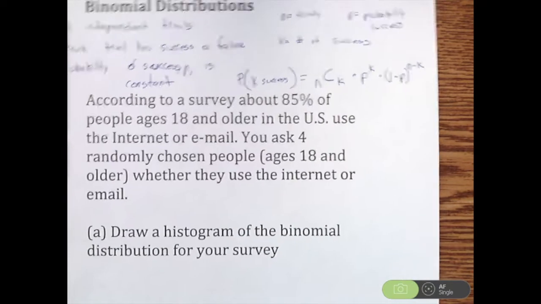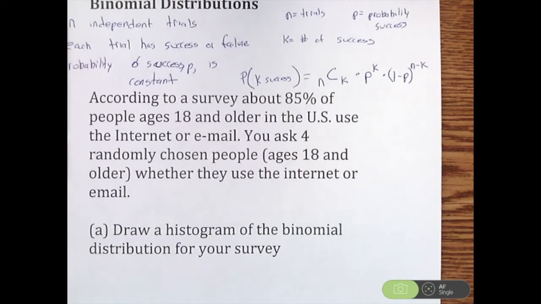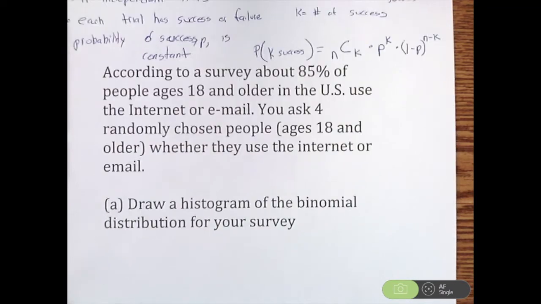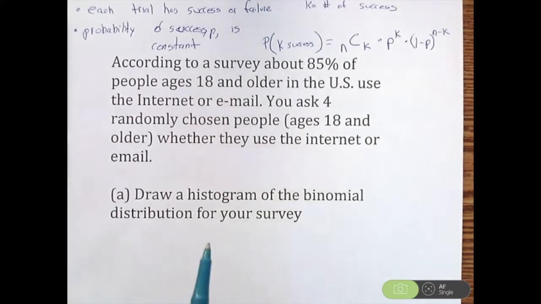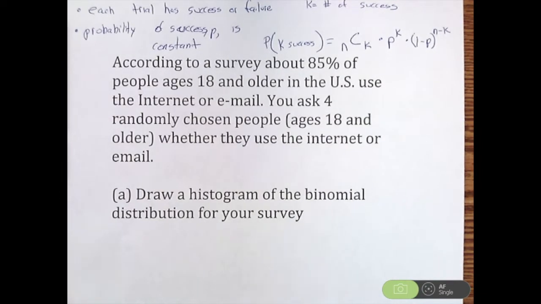So, in our example, according to a survey, about 85% of people ages 18 and older in the U.S. use the internet or email. We're going to ask 4 randomly chosen people, ages 18 and older, whether they use the internet or email. So what we need to do first is draw a histogram of the binomial distribution of your survey.